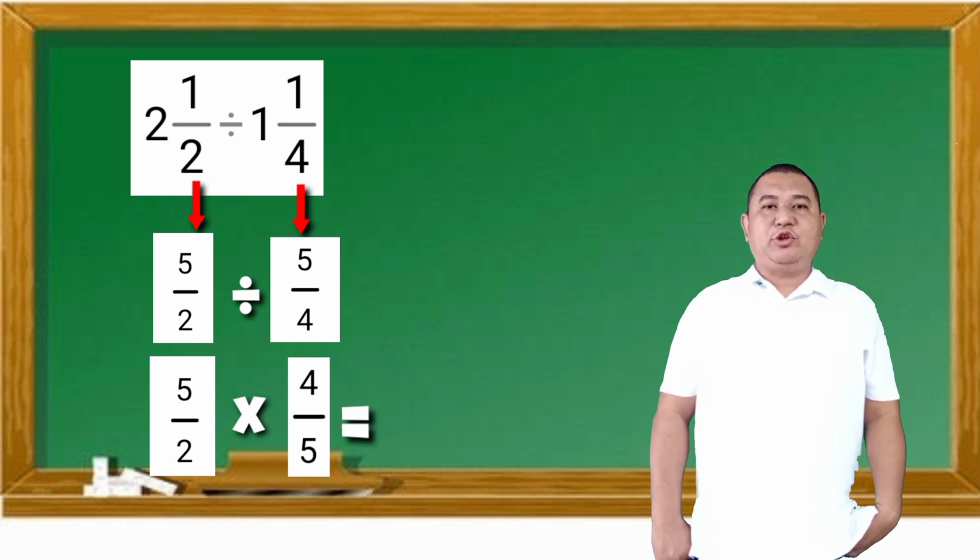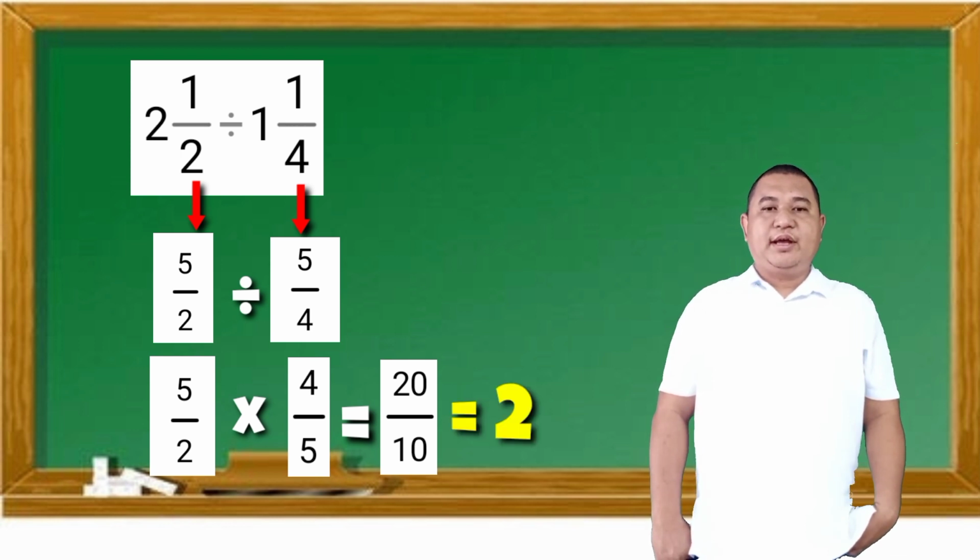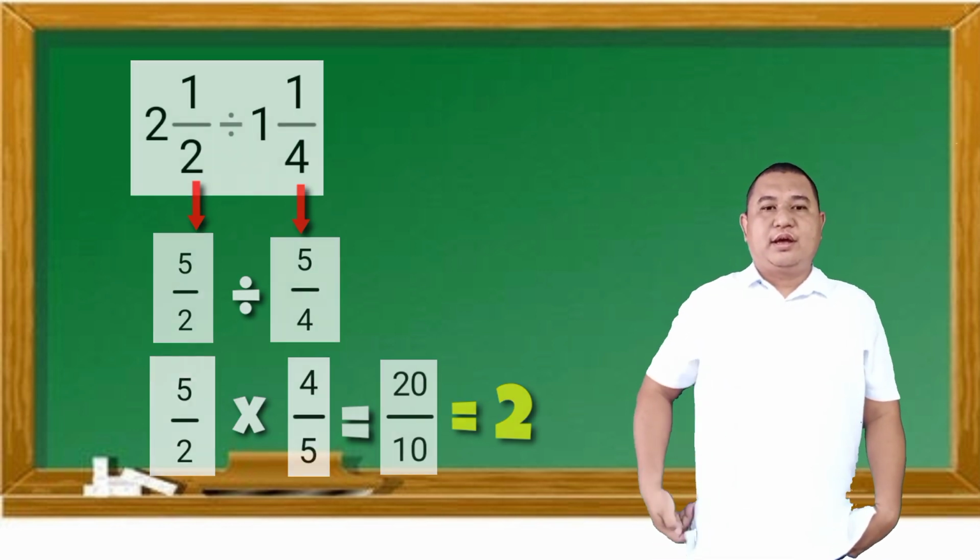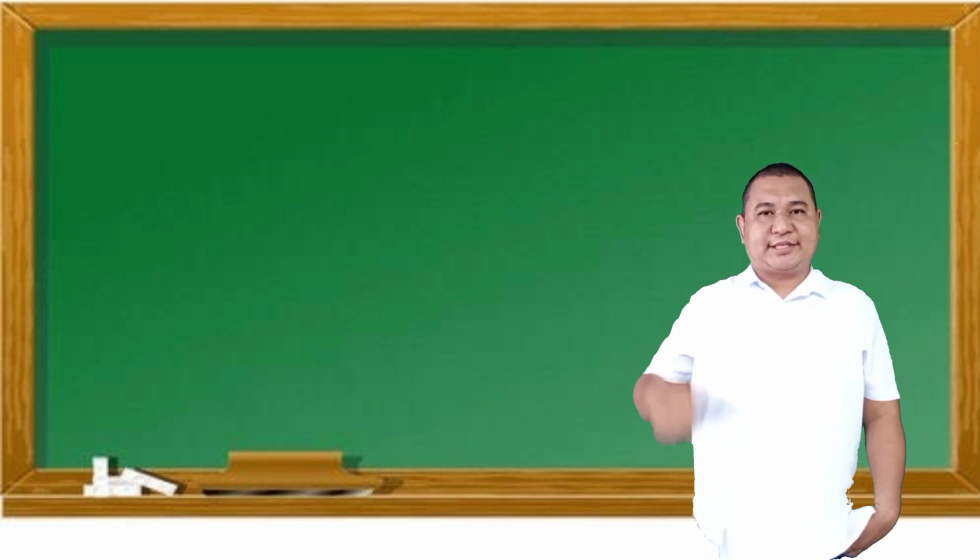Now, multiply the numerators 5 and 4. The product is 20. Then, multiply the denominators 2 and 5. The product is 10. The answer is 20/10. Simplify your answer since it is improper fraction. Divide 20 by 10. The quotient is 2. Therefore, the final answer is correct, 2. Are you following? That's good.